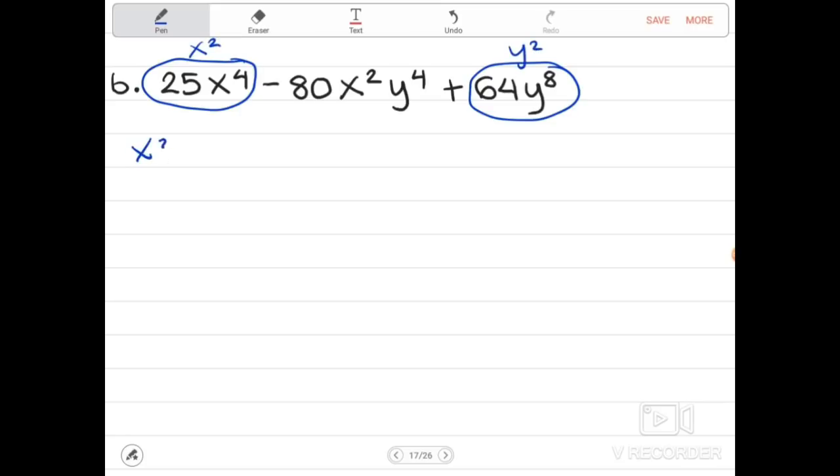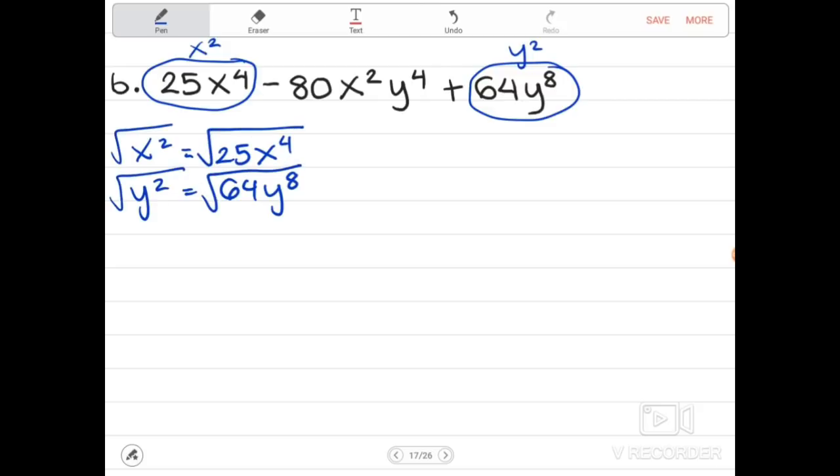So, x squared is equal to 25x raised to 4. Y squared is equal to 64y raised to 8. Simply get the square root to get the value of x and y. So, x is equal to 5x squared, then y is equal to 8y raised to 4. So, ano nga ulit ang susunod natin gagawin dyan?